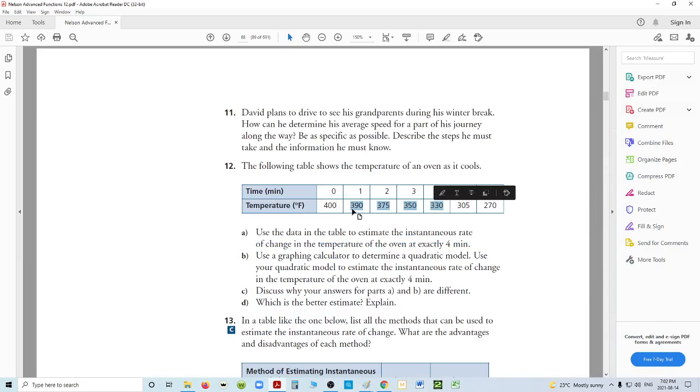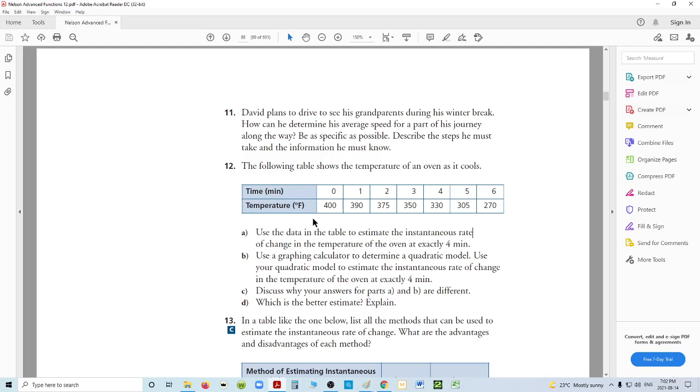This is a table. At 0, it's 400. Something's warming up, and it looks like it's warming up faster and faster. 10, 25, 25. 10. Between that, 15 to there, 25 to there, 20 to there, 25 to there, and this last one, 35. Use the data to determine the instant rate of change of the temperature of the oven at exactly 4 minutes. Use a graph calculator to determine the quadratic model.